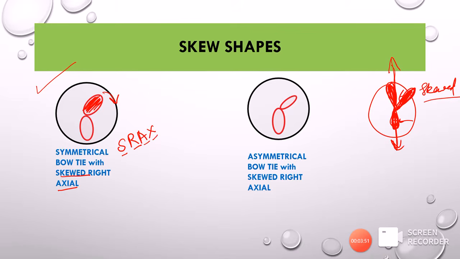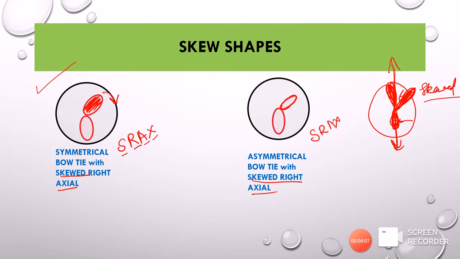And now over here there is a bow tie, but the bow tie is of different shapes. The inferior one is bigger, so we can say asymmetrical bow tie with inferior steepening, and along with that there is a skewed radial axis. Okay, again it is tilted towards the right side.